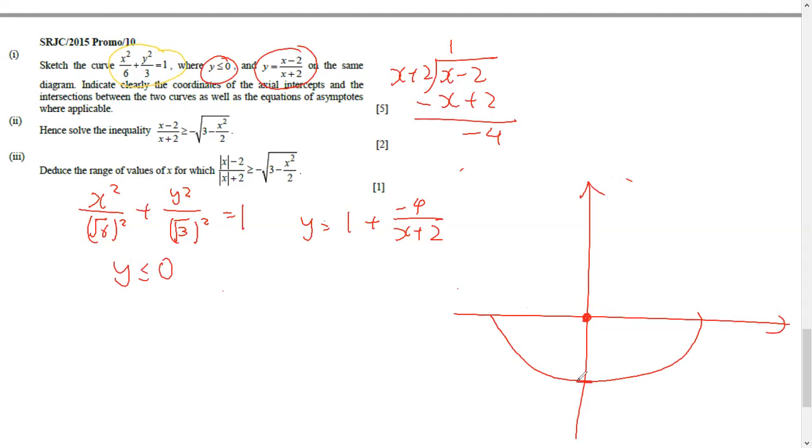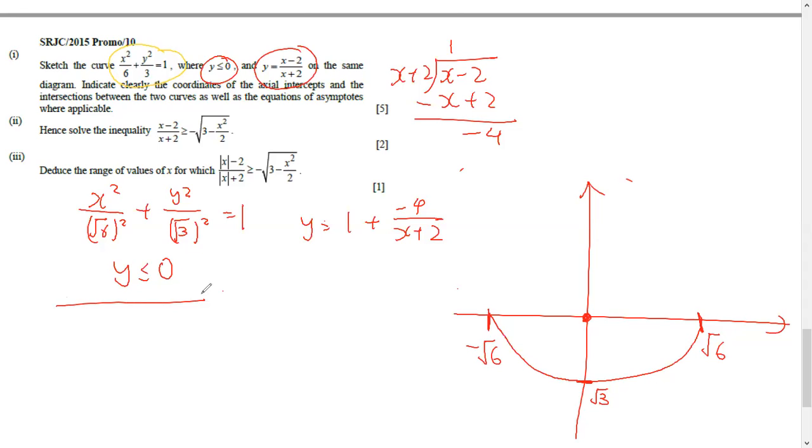Okay, so this point here, since it's the y radius, will be your root 3. This point here will be your root 6, and this point here will be your negative root 6. Okay, so that's all for the first part.